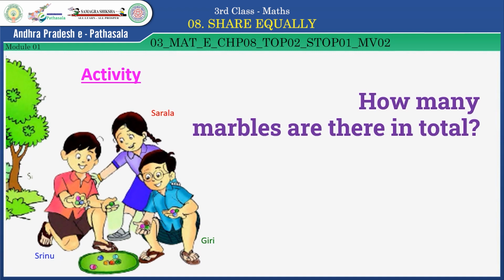In Srinu's one hand, 4 marbles, and in the other hand, 2 marbles. That means total 6 marbles. And in Giri's one hand, 3 marbles, and in the other hand, 3 marbles. That means total again 6 marbles. In the plate, there are 1, 2, 3, 4, 5, 6 marbles.